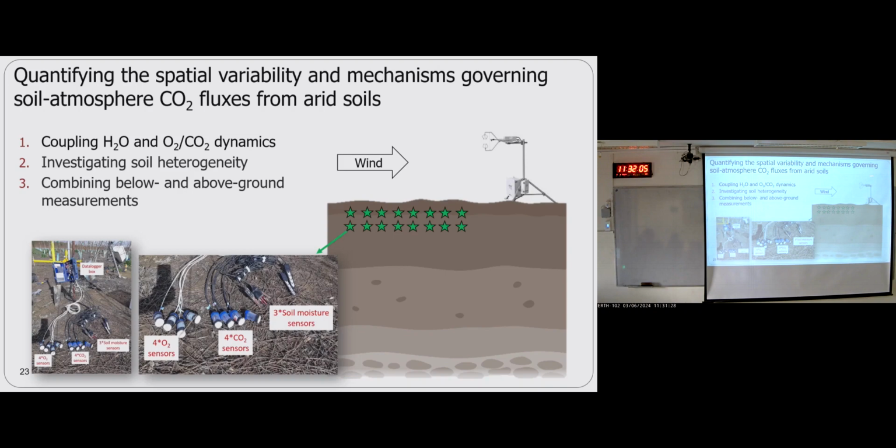And instead of putting one eddy covariance flux tower to measure an area, because it's very cheap, we can now install sensors in different locations and get a high-resolution data set. And how are we doing that? How are we putting electronics in the soil?